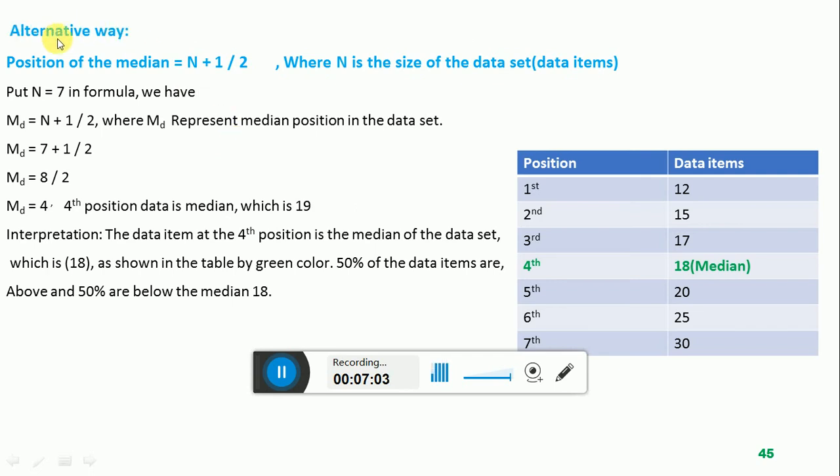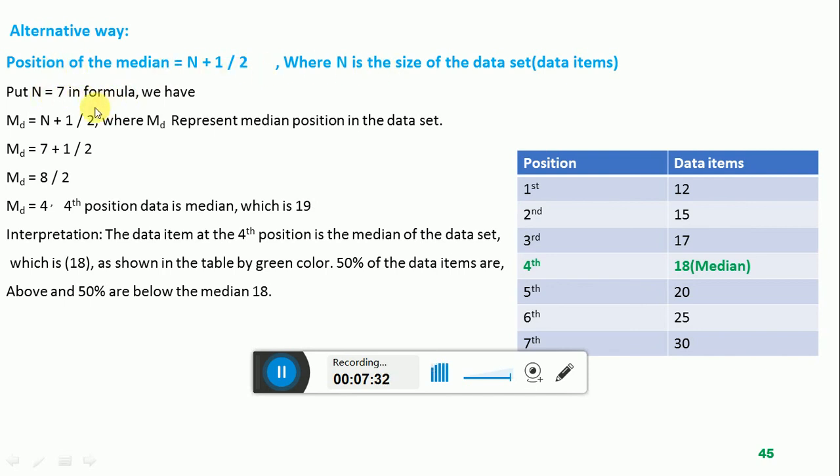We will again elaborate the same example in a different way, an alternative way. Alternative means another way, another approach. Identifying the position of the median of the given data set. The position of the median is equal to (n plus 1) divided by 2, where n defines the sample or population size. So sample size n is 7.